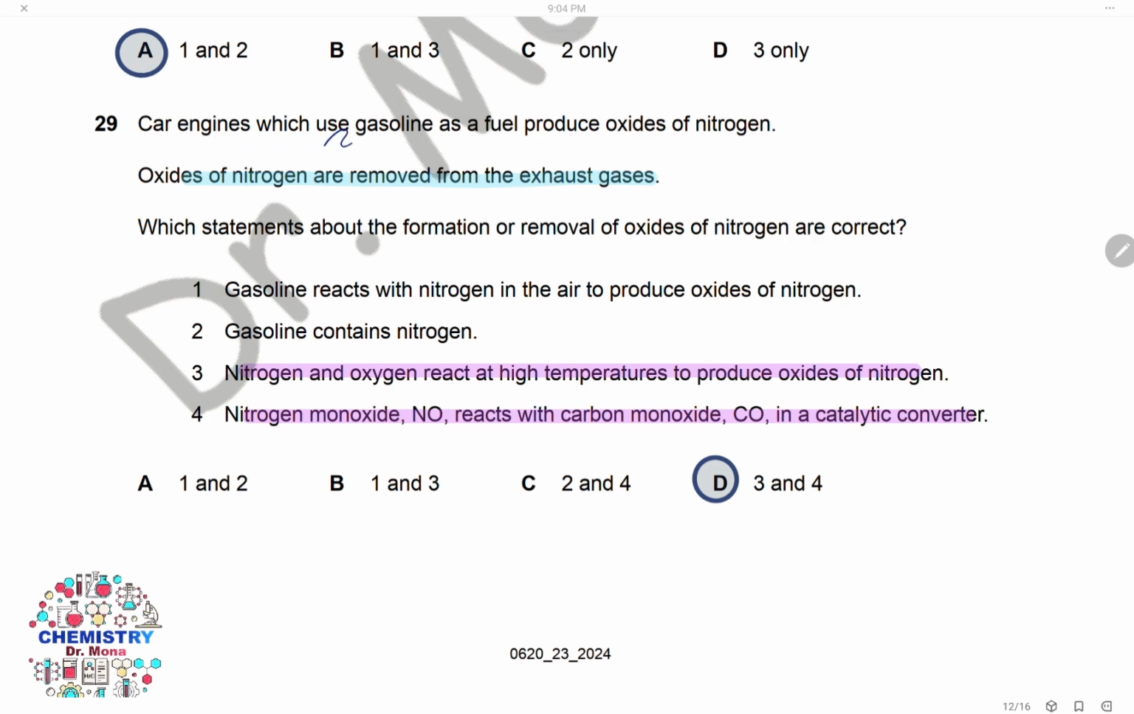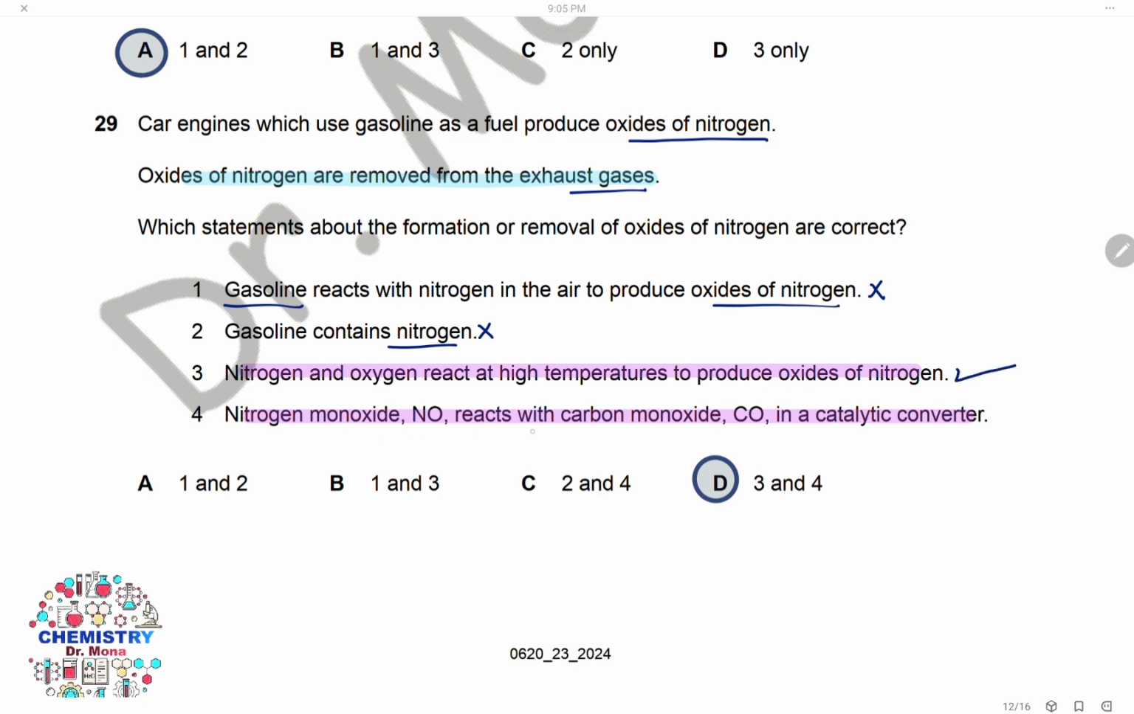Question 29. Car engines which use gasoline as a fuel produce oxides of nitrogen. Oxides of nitrogen are removed from the exhaust gases. Which statements about the formation or removal of oxides of nitrogen are correct? Gasoline reacts with nitrogen in the air to produce oxides of nitrogen. This is wrong. Oxides of nitrogen are formed by nitrogen reacting with oxygen due to the high temperature in the car engine, not from gasoline. Gasoline contains nitrogen. This is wrong also. Nitrogen and oxygen react due to the high temperature to produce oxides of nitrogen. This is correct, as we've just said.